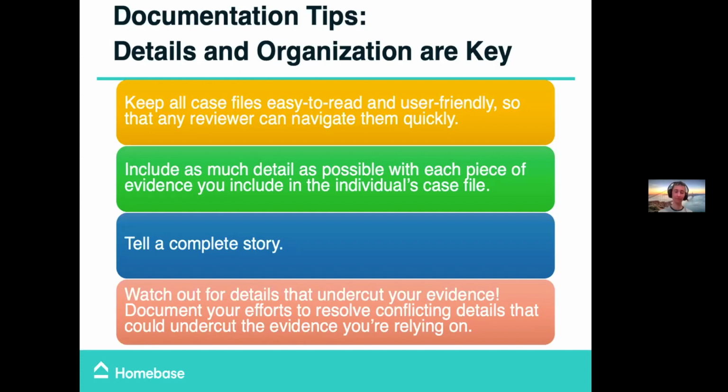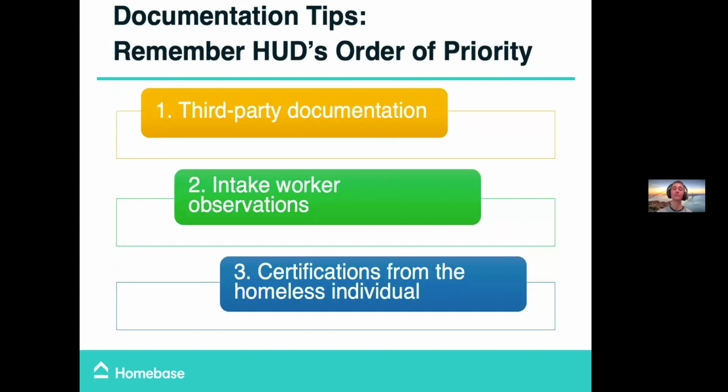So to bring it all home, you want to watch out for any details that undercut your evidence and document your efforts to resolve any conflicting details that could undercut the evidence that you're relying on to establish your client's eligibility for your program. On the next slide, we'll just quickly remind ourselves of HUD's order of priority.